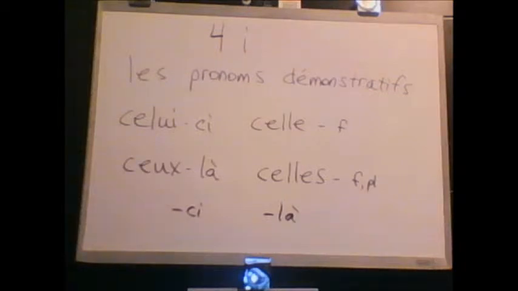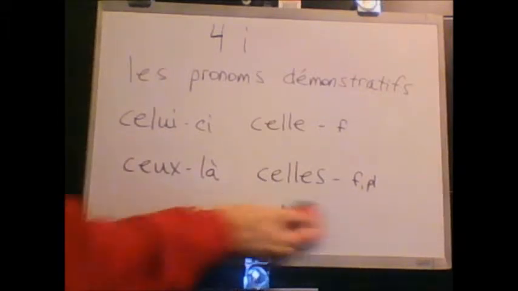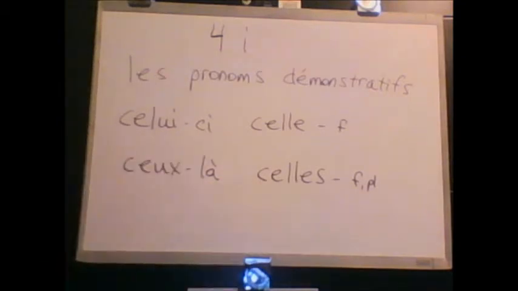Another example of these pronouns being used is with the words qui or que, followed by a relative pronoun. Again, you can look at your book for an example there. This is on page 62. Quelle robe préfères-tu? Je préfère celle qui est en velours. I prefer the one that is in velvet.